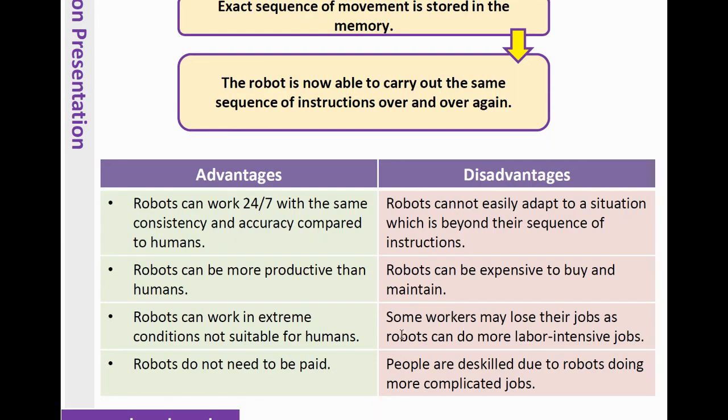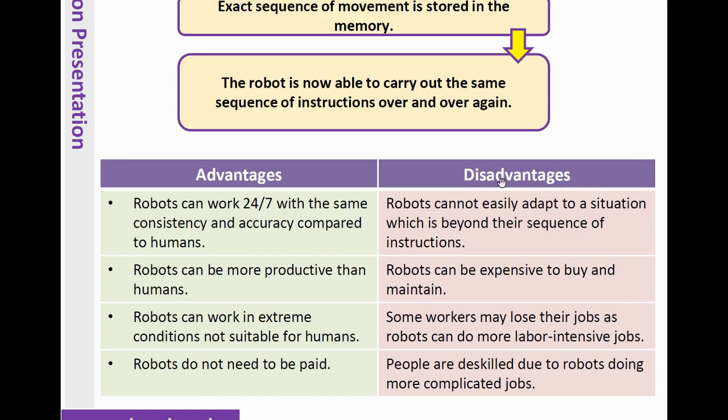So you do get typical questions with robotics, the advantages and disadvantages. So let's look at the advantages first of all. Robots can work 24/7 with the same consistency and accuracy compared to humans. Robots can be more productive than humans and can work in extreme conditions not suitable for humans. And you don't need to pay the robots as well.